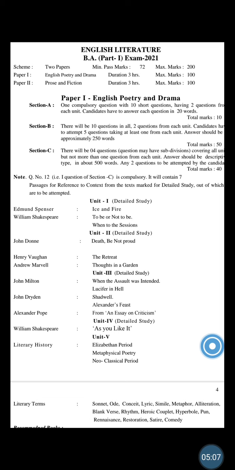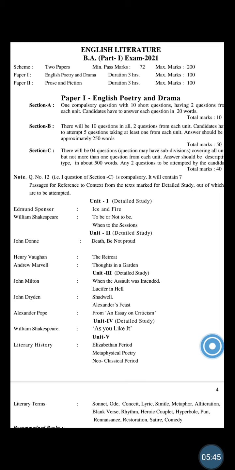Okay, so you have 5 units. Clear? The first, second, and the third unit is completely comprising of poetry. The fourth unit has the play by Shakespeare, that is As You Like It. Now, the fifth unit, which is quite important, is the unit wherein you have the two literary periods, Elizabethan period and the neoclassical period, and along with these two periods, you have a prominent feature of this age, that is the metaphysical poetry.